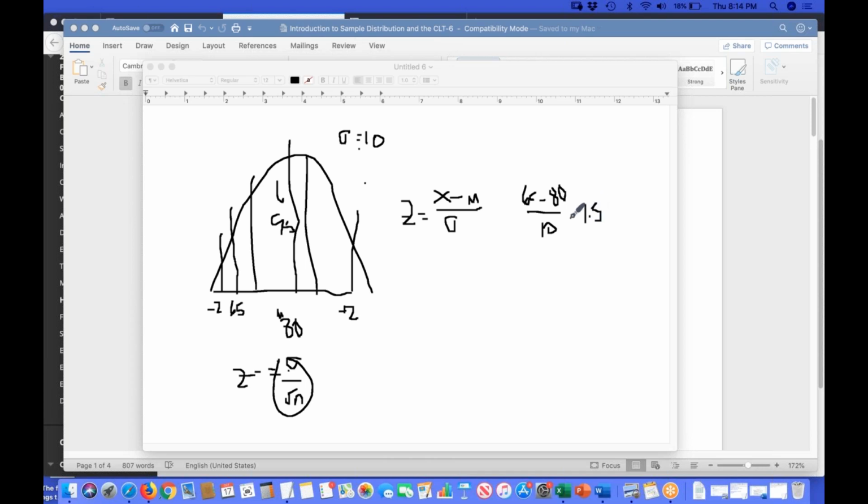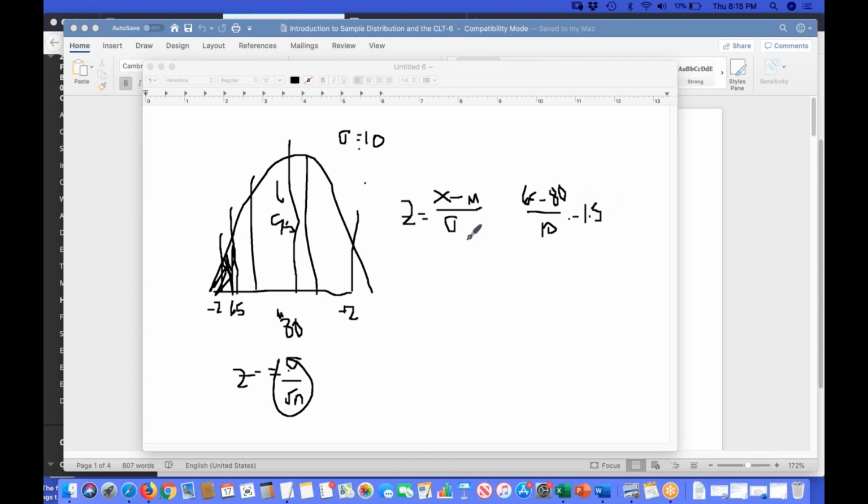Is that a positive number or a negative number? Negative, right? For two reasons. Number one, because it's below the mean, so it's a negative z-score. And number two, because if you look at this, 65 minus 80 is a negative number, negative 15 over 10, right? That also indicates that this number is smaller than the mean, which means it's to the left of the mean, right? So we're interested in finding this area in here, the area below 65. And we know the z-score is minus 1.5.